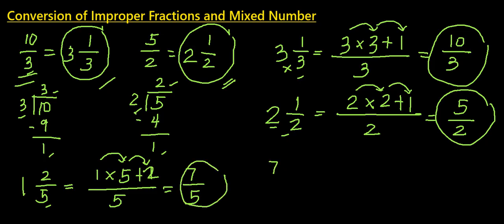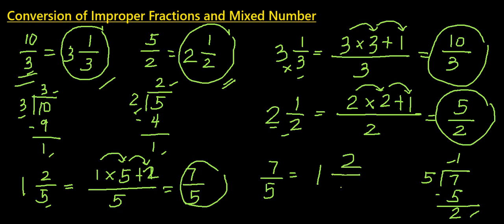What about 7 over 5 converted to a mixed number? So let's have 7 divided by 5. So there is 1, 5 in 7. 7 minus 5 is 2. So the whole number is 1. The remainder is 2. Then you just have to copy the divisor. So 1 and 2/5, which is also the same as this.